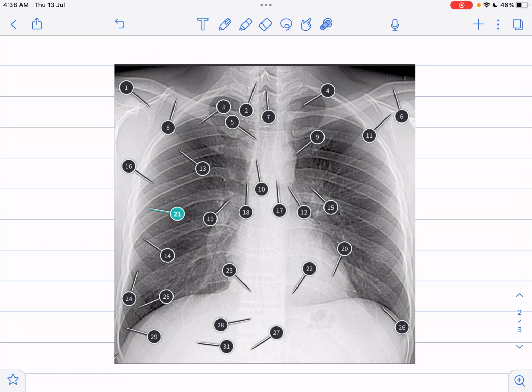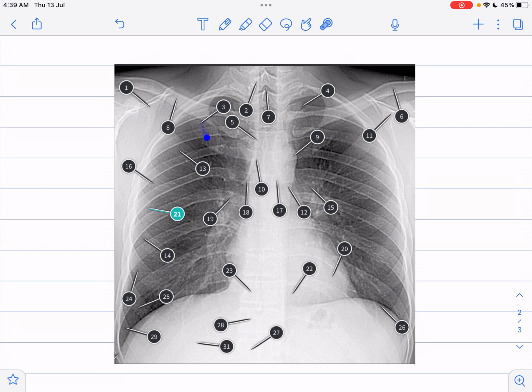Okay, now let's count the ribs. Alright, so this was the first thoracic vertebra. Attached to it is the first rib. Alright, second thoracic vertebra, this is going to be the second rib. So these shadows that you guys can see, the oblique shadows, these are the ribs that are coming anteriorly and attaching over here.